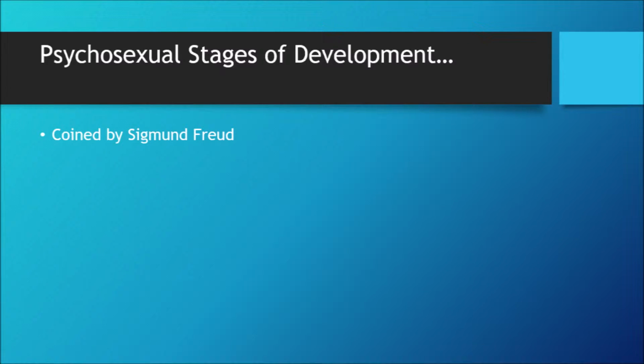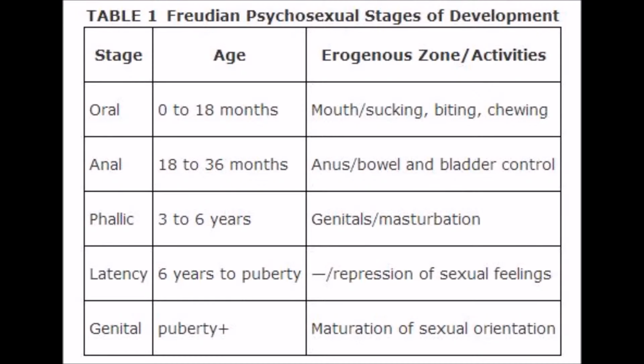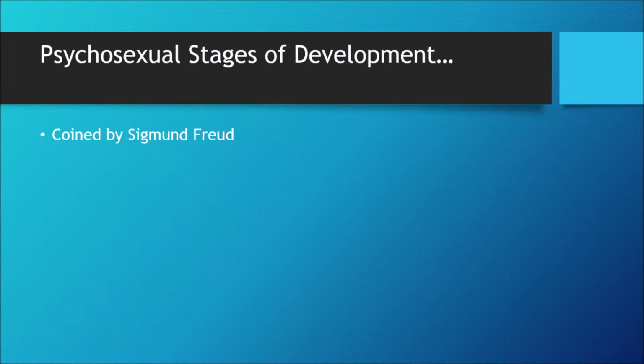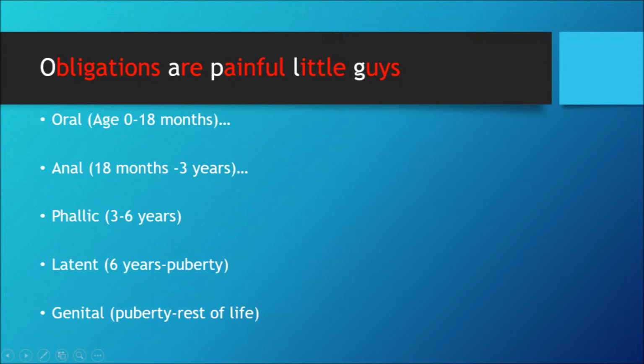So the first one I'm going to touch on is by Sigmund Freud. Now, he developed his theory based on the five psychosexual stages of development, which can be observed here, and they are oral, anal, phallic, latent, and genital. So a mnemonic that can be used to remember the stages is obligations are painful little guys, or old age pensioners love grapes.